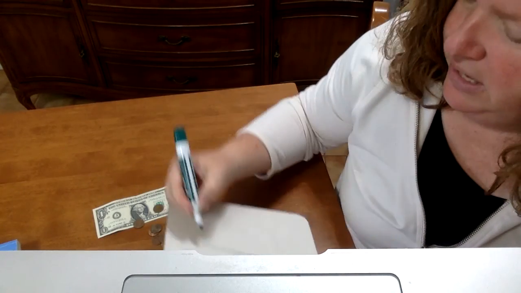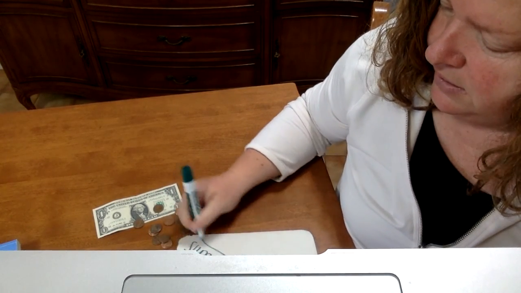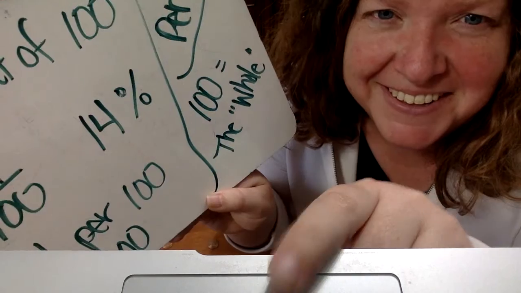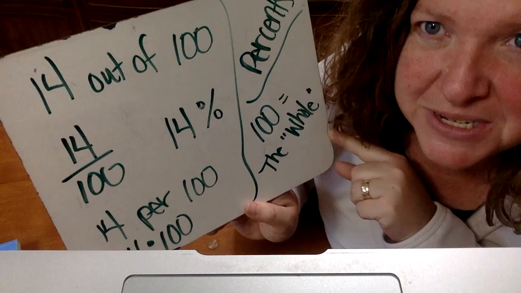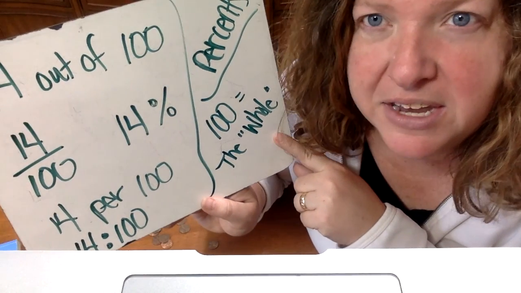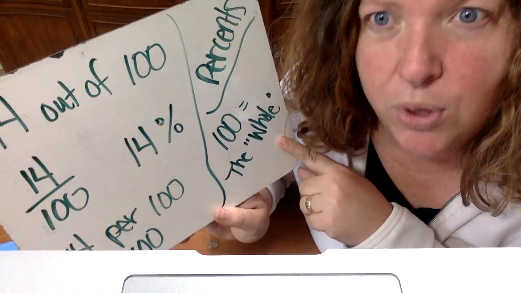So when we're talking about anything with percents, oops, I just threw my marker. Hold on. All right, when we're talking about percents, 100 is always the whole. So that's really important to know, that it's always out of 100. 100 is the whole thing.